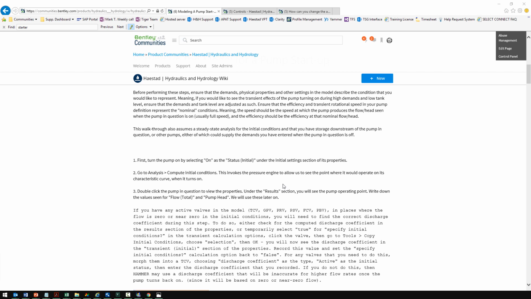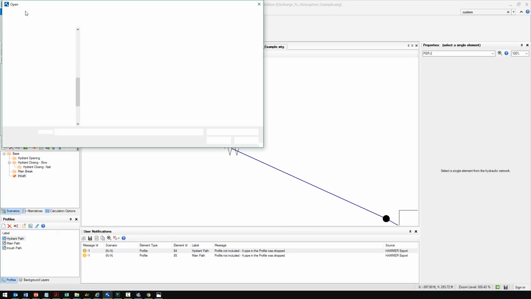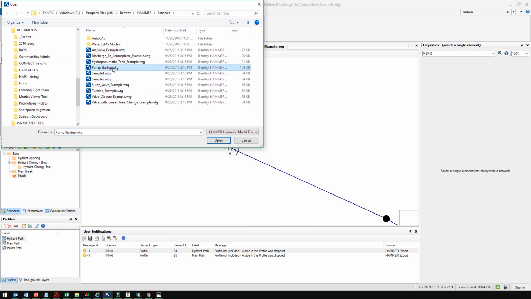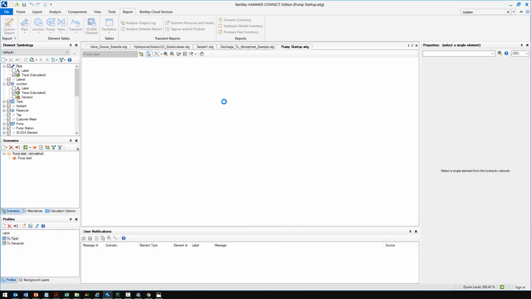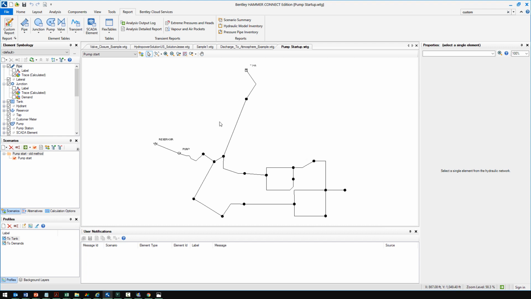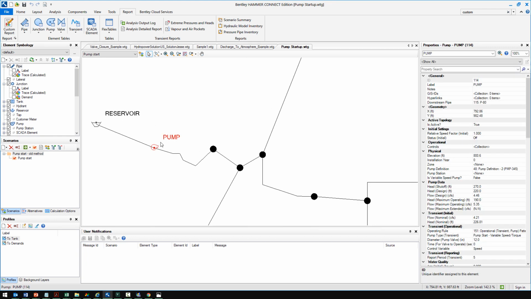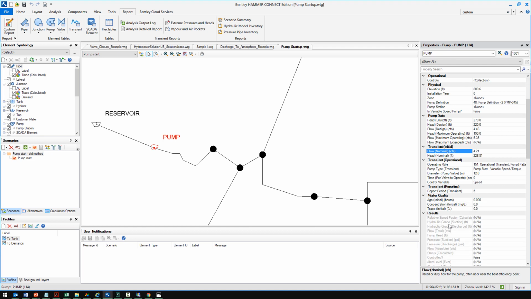So if I jump over to Hammer for a moment, there's actually a pump startup sample file that I put together a while ago that ships with Hammer, and it's just a variation of one of the WaterGEMS samples. You'll see in the properties of the pump that the pump type transient is set to pump start, variable speed torque. And you'll also notice these two additional fields shown here, flow nominal and head nominal. These are the ones that you enter to specify what would normally be specified in the results, flow and head, if the pump were initially on.